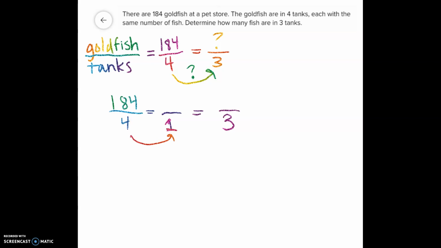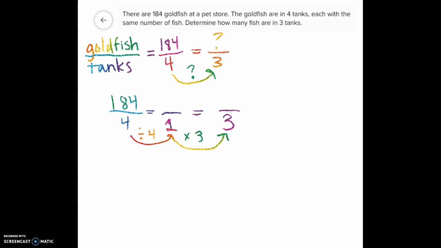So how do I turn a 4 into a 1? I'm going to divide that 4 by 4. And then how would I turn that 1 into a 3? So to turn a 1 into a 3, I'm going to multiply by 3.